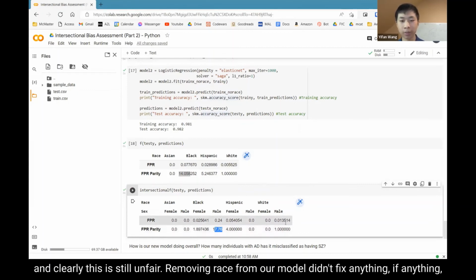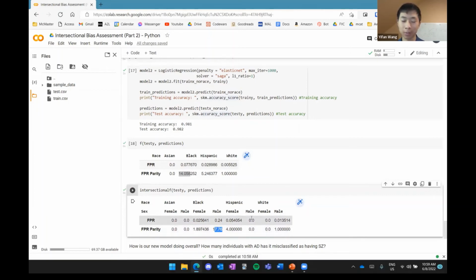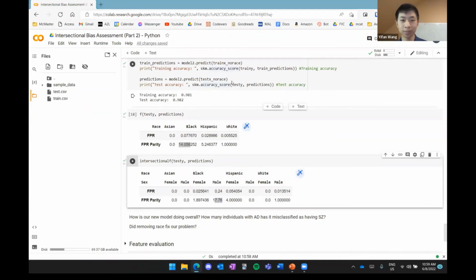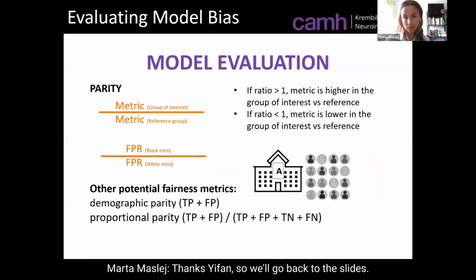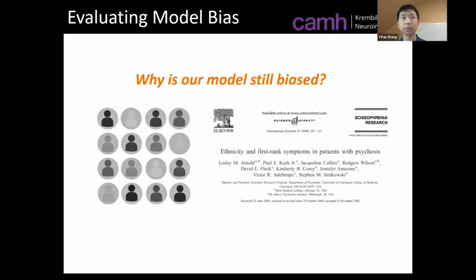Removing race from our model didn't fix anything. If anything, it made it more unfair, not only towards the Black race, but also towards the subgroup of Black males. And this is extremely concerning. Marta's going to talk a little bit about why this might be and why removing race didn't do anything. Thanks, Ethan. So we'll go back to the slides and we'll just move to the next slide.